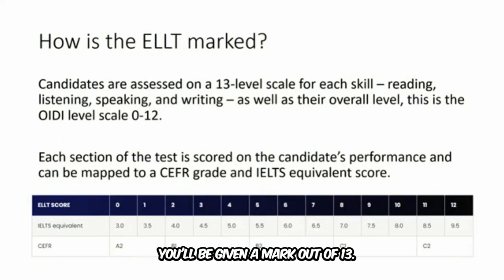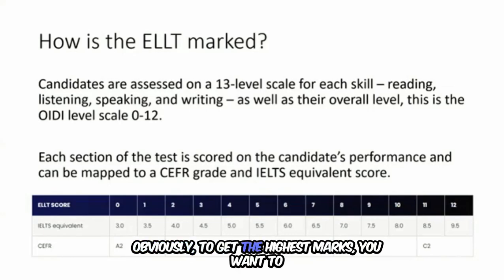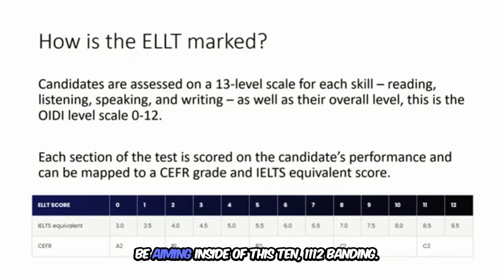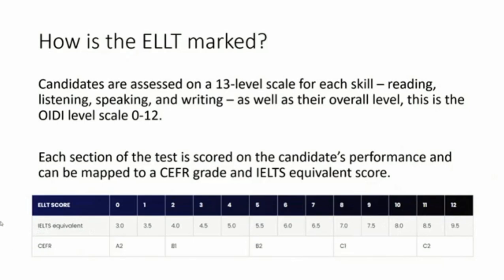You'll be given a mark out of 13. So the scale is 0 to 12, so there are actually 13 different bands. Obviously, to get the highest marks, you want to be aiming inside of this 10, 11, 12 banding. You can see what this is the equivalent of for an IELTS and CEFR below.